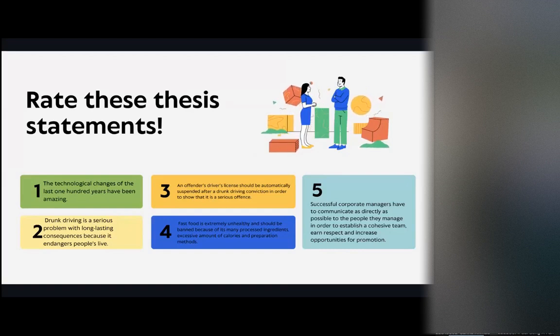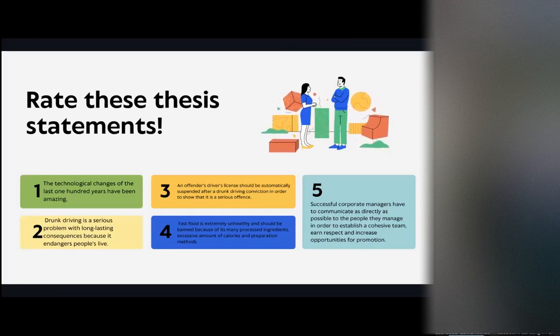We are going to rate these thesis statements. How we are going to rate it is that we have three options: it's good, it can be improved, or it's bad. If you think the thesis statement is good, you can give a thumbs up as a reaction. If you think it needs improvement, I think there's a clapping reaction, right? You can give that if you think it needs improvement. And if you think it's bad, you can give the shocked face reaction.